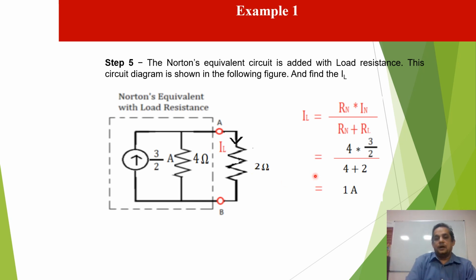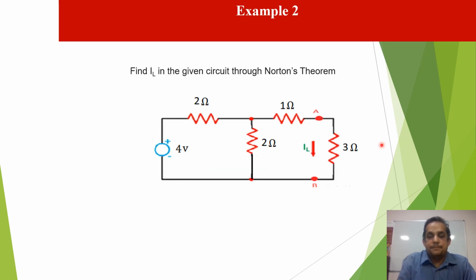Now we discuss the second example. Here we calculate the load current in the given circuit through Norton theorem. Here the load resistance is 3 ohm. We calculate the load current, the flow of current in the load resistance. Load resistance value is 3 ohm, through Norton theorem.